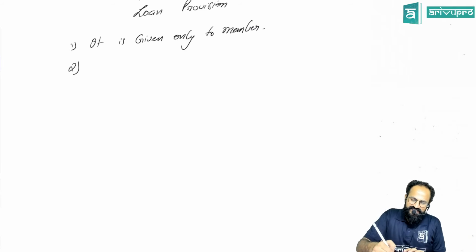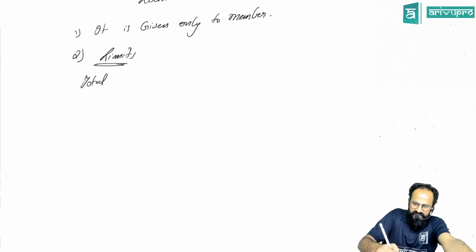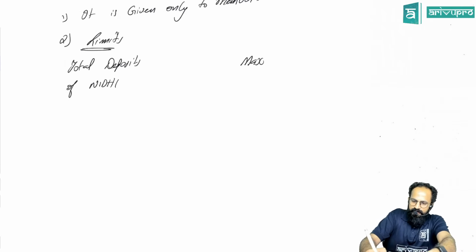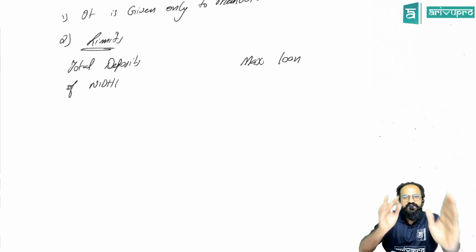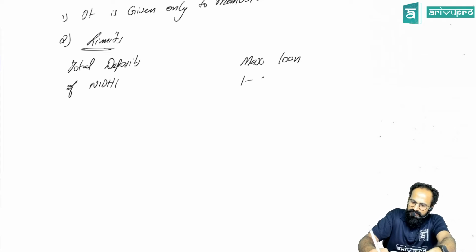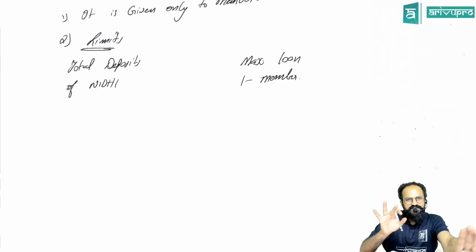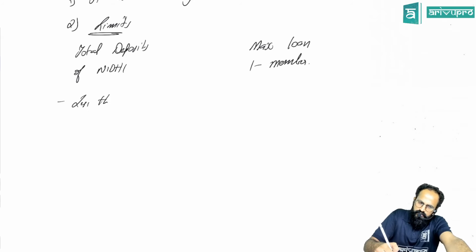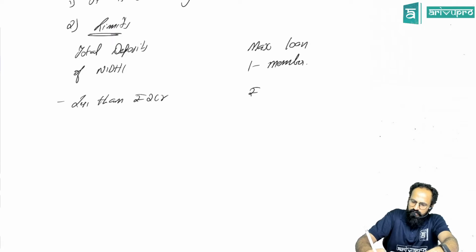Okay. It is given only to members. Limits. Write down. What does it mean? Look up. Total deposits of Nidhi. You concentrate on Nidhi rules. Maximum loan per member. You don't deviate. You focus. You'll write this. So sir, total deposits of Nidhi. If the total deposits of Nidhi is less than rupees 2 crore, then the maximum loan per member is 2 lakh.